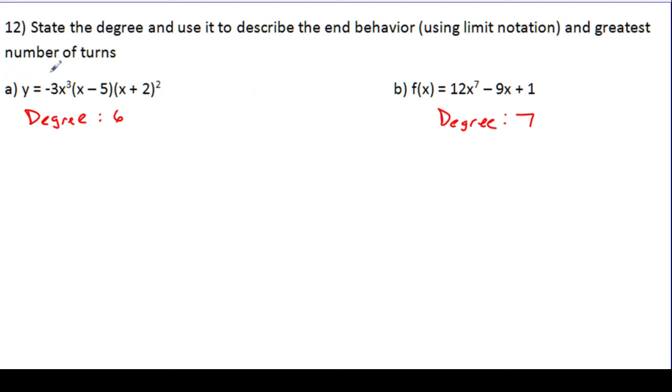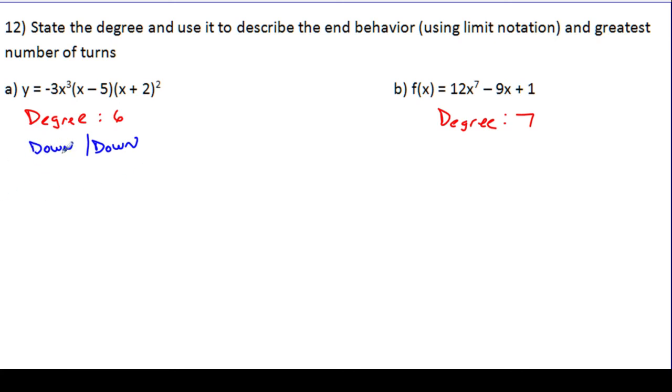Okay, so let's start with letter A. Let's talk about the end behavior. So if we were describing this just in words, I'm seeing an even polynomial with a negative leading coefficient. We would call that down, down, right? So remember, all the even polynomials are traveling in the same direction, so they'll either both be up or both be down. But because we have a negative 3 at the beginning of this, that's going to send it down instead of up. Okay. So now that we have it down, down, we need to write it in limit notation.